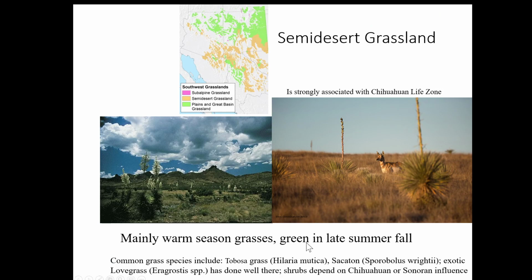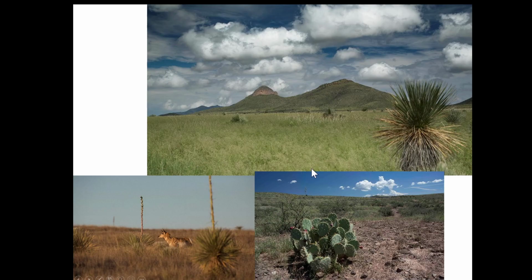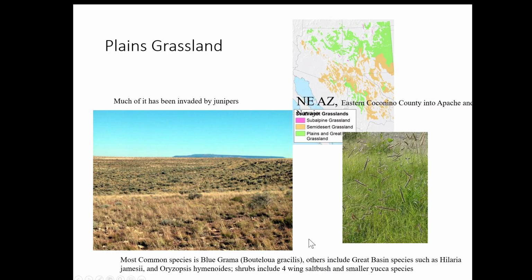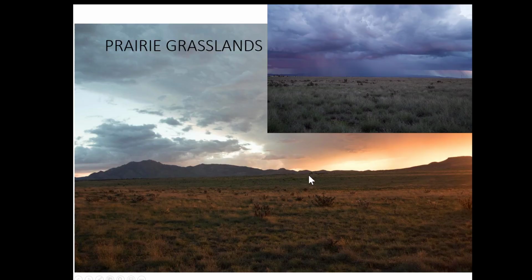We have the semi-desert grassland, which is found in the southeast. The semi-desert grassland will have a lot of cacti and yucca. In some areas where it's been overgrazed, there'd be a lot of cacti. We have the plains grassland, which is also in southeastern Arizona, but throughout the area right before the Mogollon Rim. These 2 photographs are near the Prescott area, so that's plains grassland.